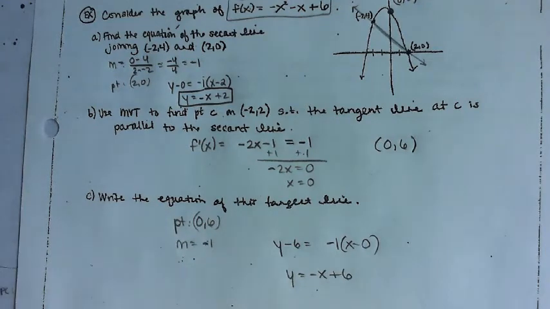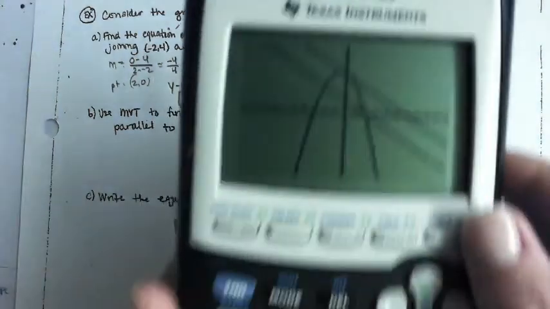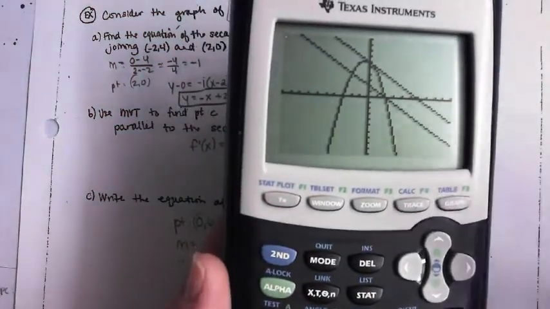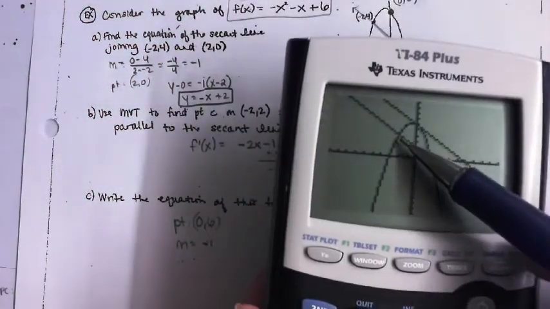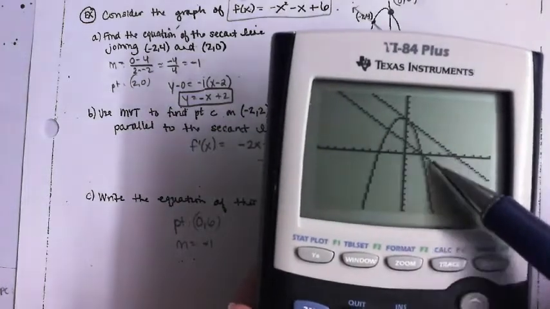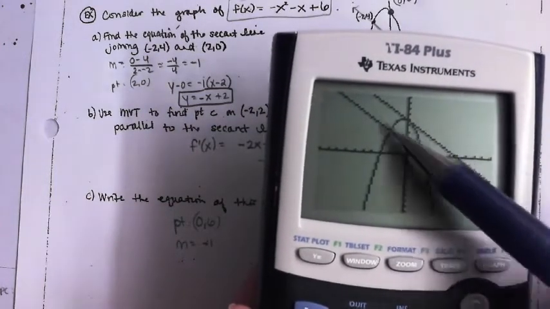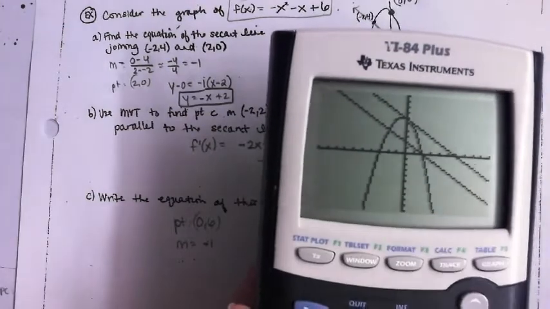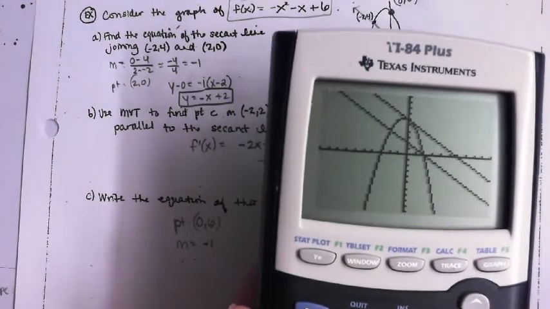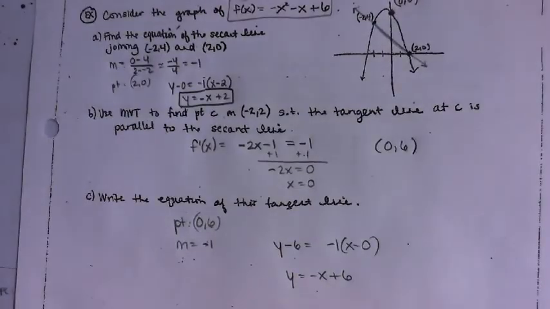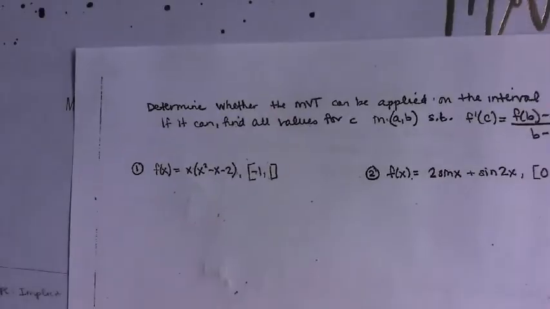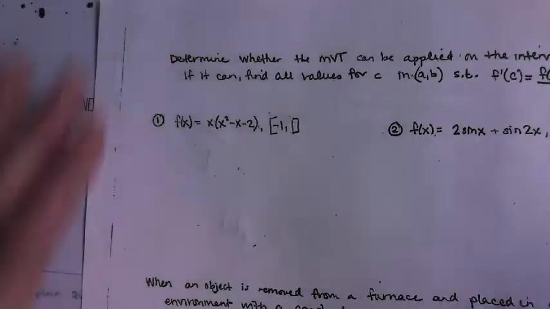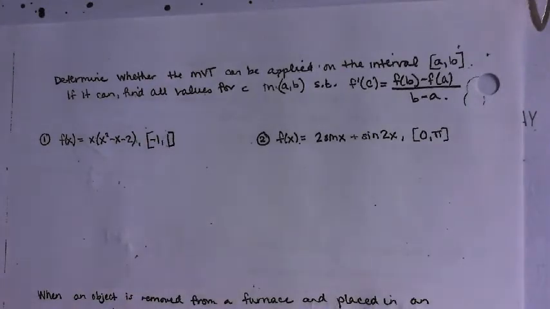And Haley, what'd you get? Good. So I just graphed all three of them for you. If I could just look at negative 2 to 2, but I did the negative 10 to 10 window. You've got your secant line, and you can kind of see where that happens. Any questions? Simple enough.